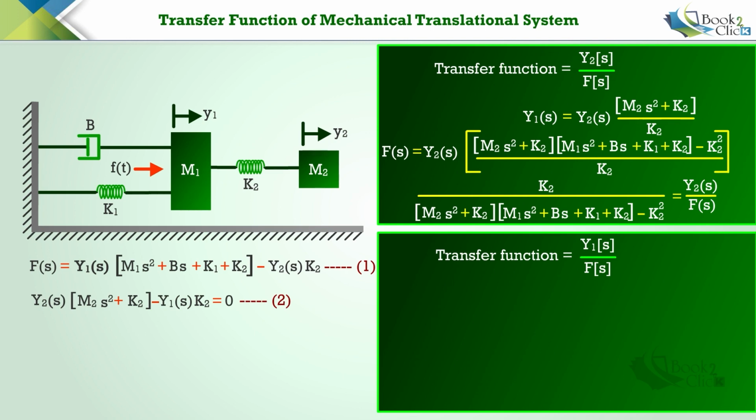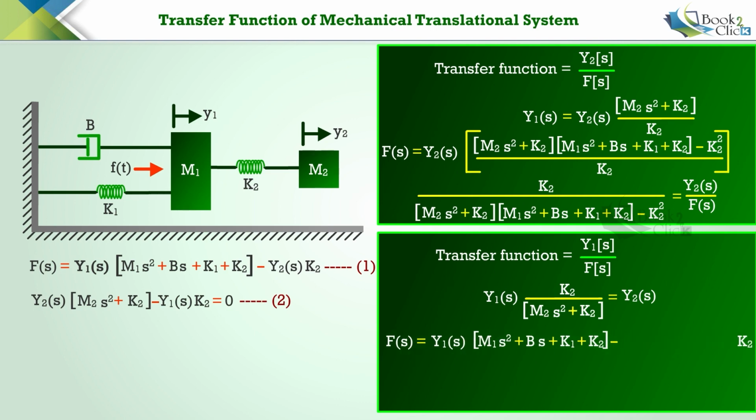If you want to calculate the transfer function y1 of s divided by f of s, rearrange equation 2 to represent the value of y2 of s. Then substitute this value in equation 1.